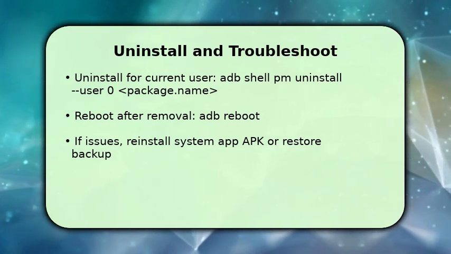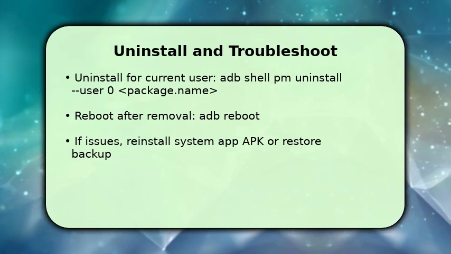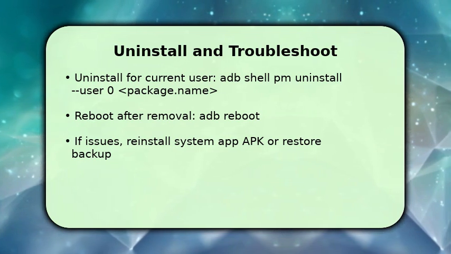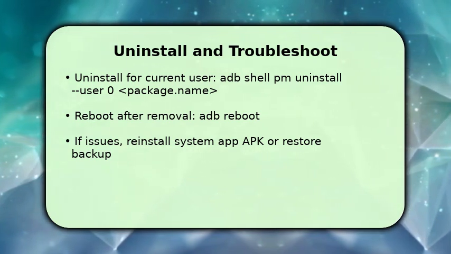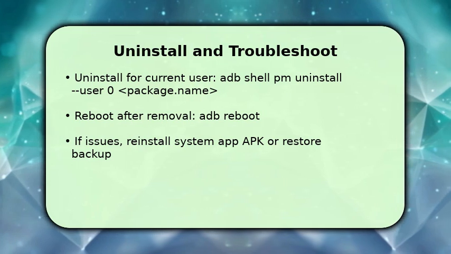If something breaks, restore the APK with adb install or use adb sideload from recovery, and if needed, perform a factory reset. One key troubleshooting tip: boot into safe mode to isolate problems before reinstalling or resetting the device.